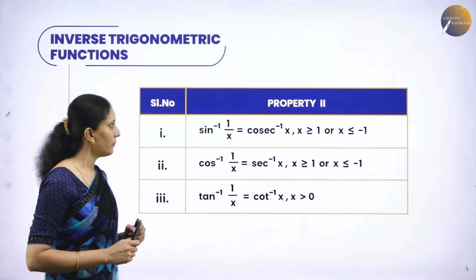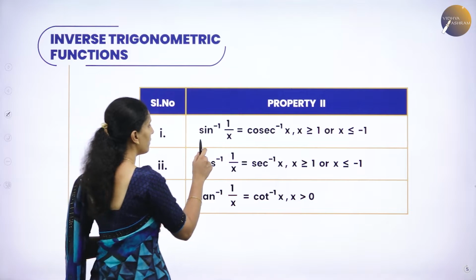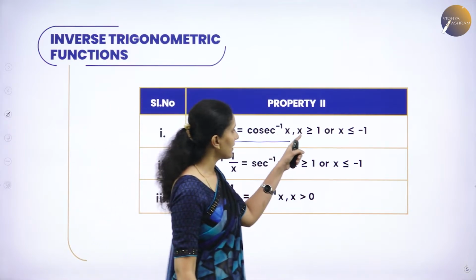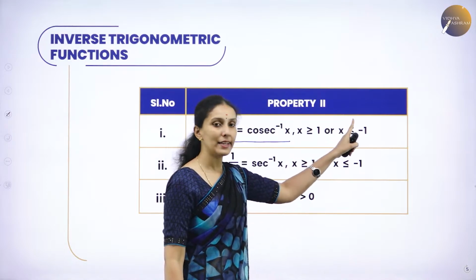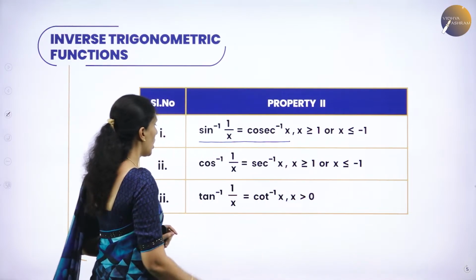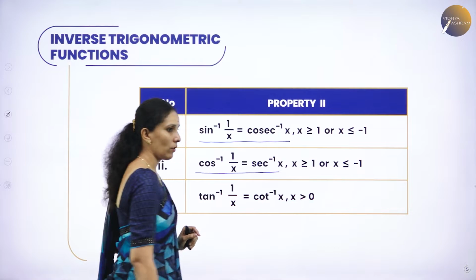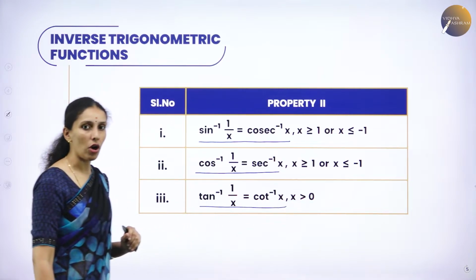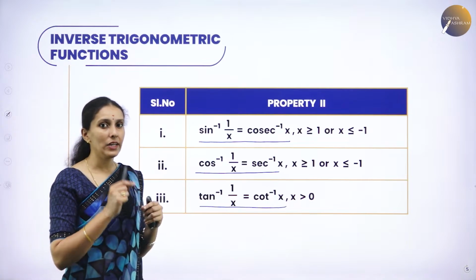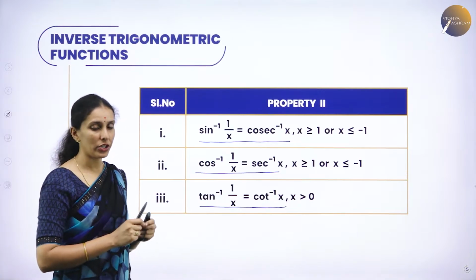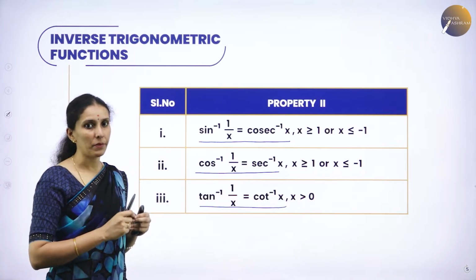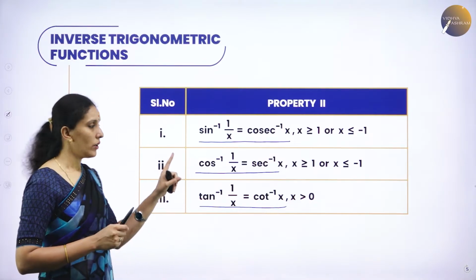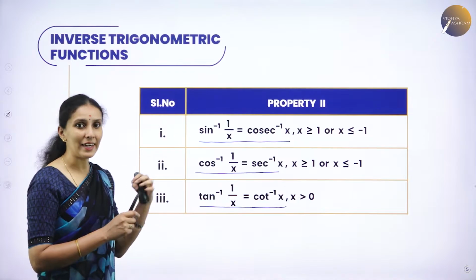So next property, property 2 says sine inverse of 1 by x is equal to cosecant inverse x for x greater than or equal to 1 or x less than or equal to minus 1. Cos inverse of 1 by x is equal to secant inverse x. Tan inverse of 1 by x is equal to cot inverse x. We know that sine, cosecant are reciprocal to each other. Cos and secant are reciprocal to each other. Tan and cot are reciprocal to each other.